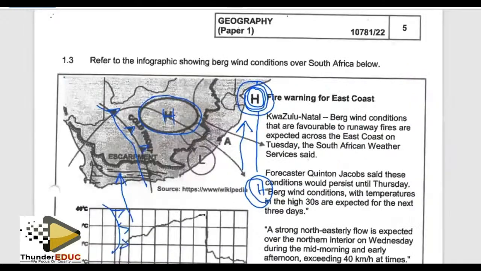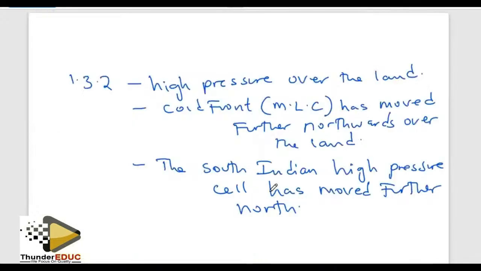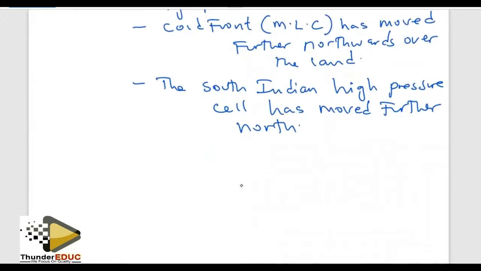Okay, let's try to check the other evidences. We could as well talk about the berg wind conditions. You can see this is a coastal low. This is a high pressure cell. So it means there's a pressure gradient here, meaning winds will be moving from the high pressure cell over the interior to the low pressure cell over the coast, resulting in the development of the berg wind condition. So we know that berg winds as well develop during winter.